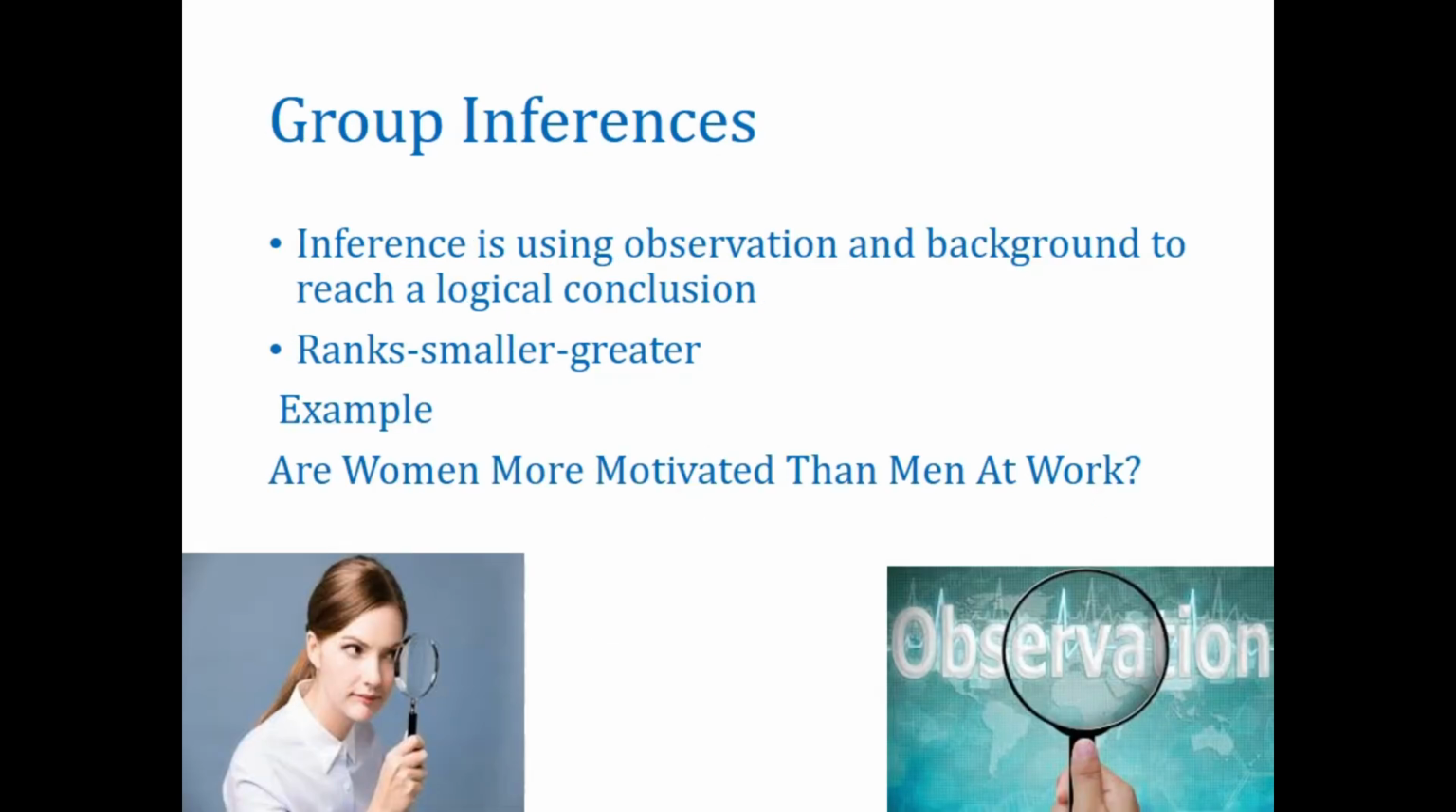Group inferences. Inference is using observations and background to reach a logical conclusion. When a researcher intends to solve a problem on the basis of some observations, some background, and some historical data, they attempt to reach a final conclusion. They make some ranks between smaller and greater rank, and they differentiate two groups.